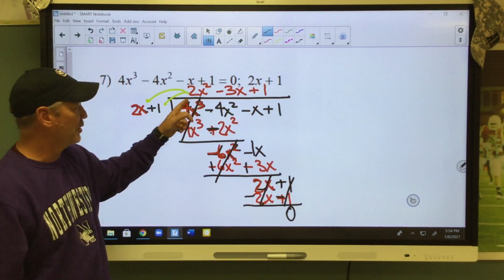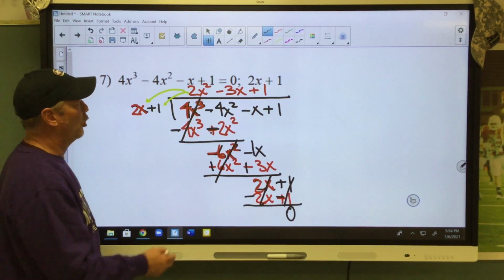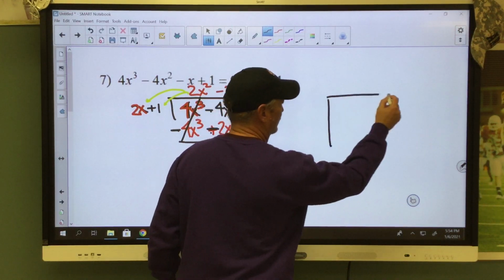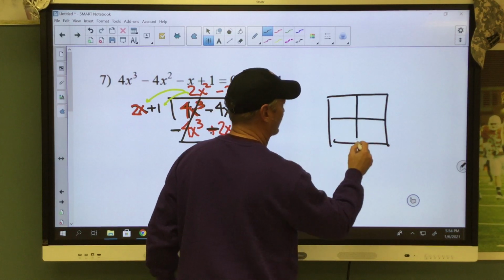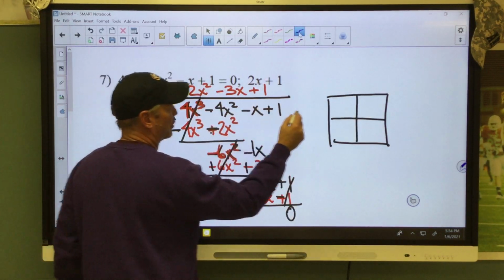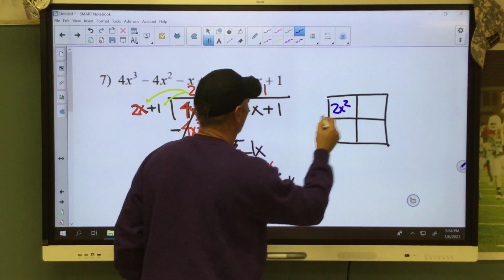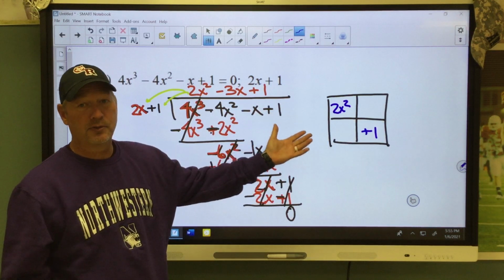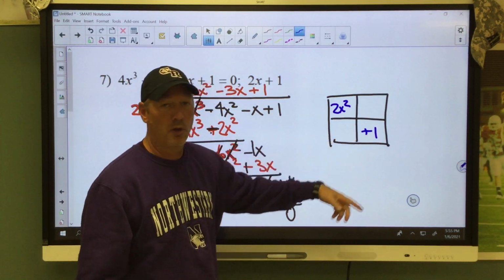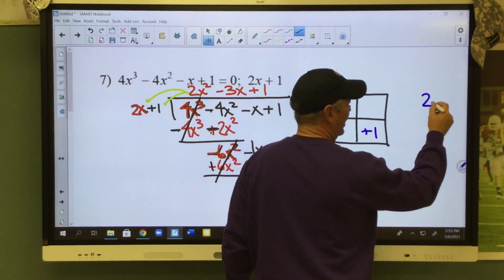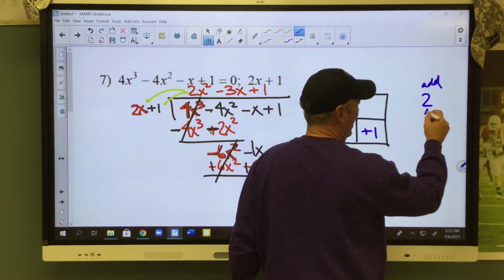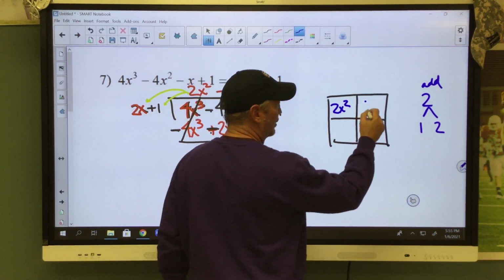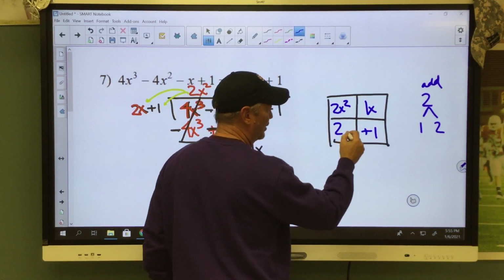Now we need to factor this. I have a coefficient in front, so we're going to go to the box method again. 2x squared plus 1. Multiplying, this is going to be an easy problem. 2 times 1 is 2. It's a positive 2. So I only have one way to get to 2. That's it. So we're going to have 1x and we're going to have 2x.